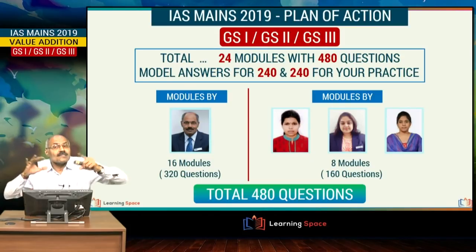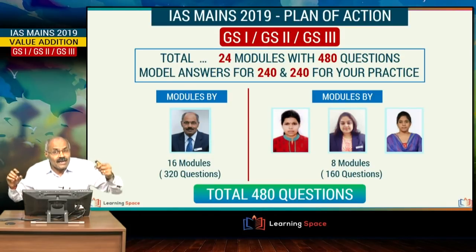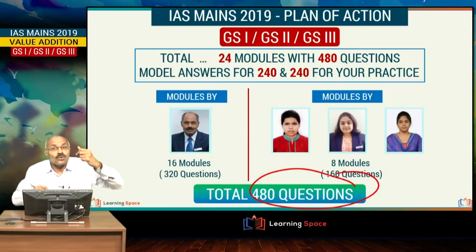Right friends, this is going to be our architecture. As already announced, we are going to give a total of 480 questions. Out of 480 questions, 240 will have model answers and the remaining 240 will be for your practice. In total, we are going to produce 24 modules which constitute 480 questions. Friends, these modules are in addition to the regular editorial modules.